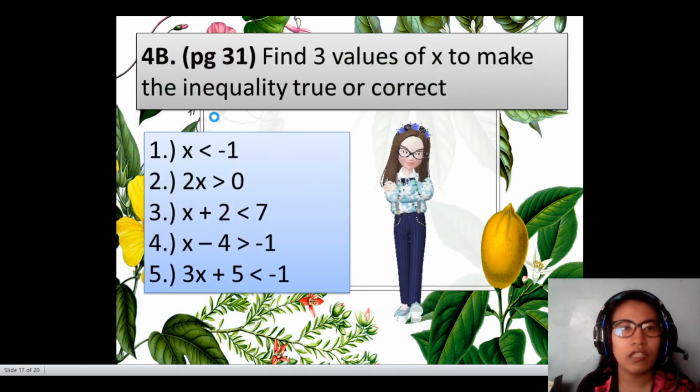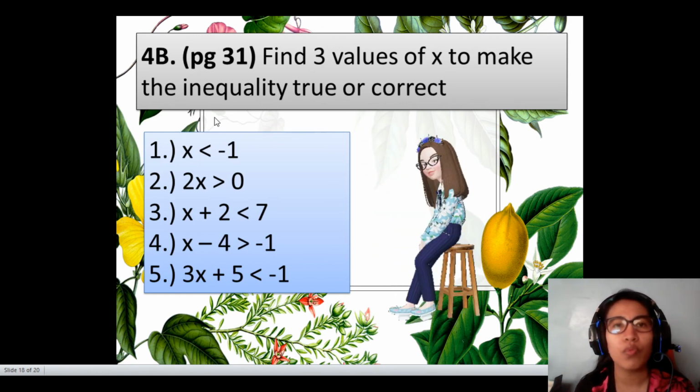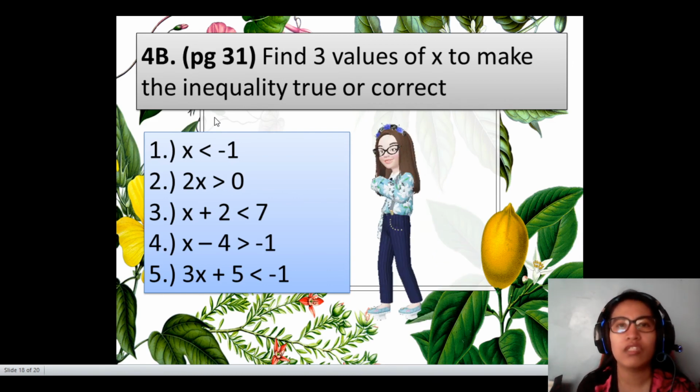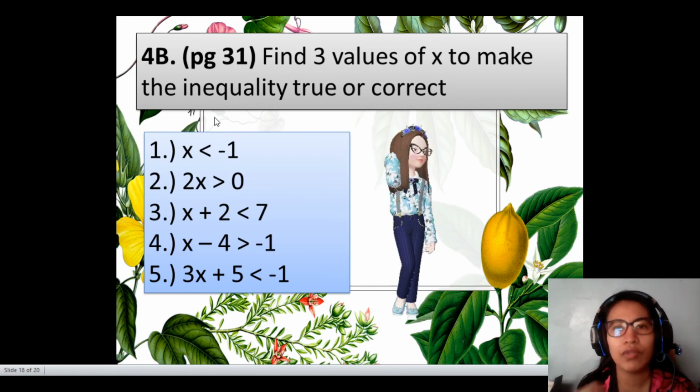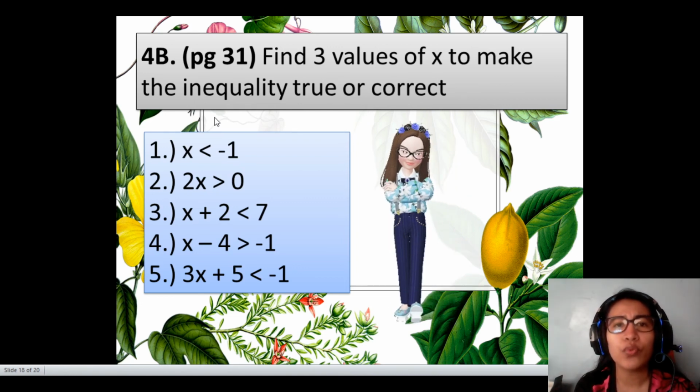So this is your Task 4B, the same page as your 4A, page 31. It says here, find 3 values. That's what I am told, that's why I was telling you a while ago, to make the inequality true or correct.